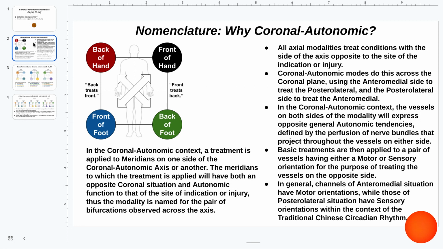Basic treatments are then commonly applied to a pair of vessels having either a motor or sensory orientation on the side opposite to the vessels of the indication or injury. In general, channels of anteromedial situations have motor orientations, while those of posterolateral situations have sensory orientations within the context of the traditional Chinese circadian rhythm. Slide 2, Basic Nominal Sums.